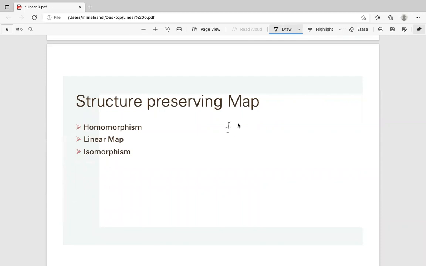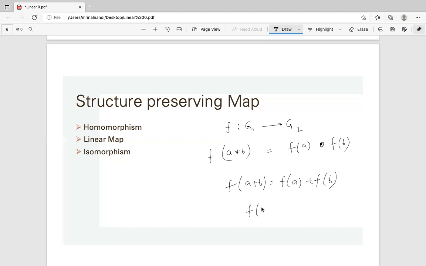Say there is a map from one group to another group. The structure preserving map means that for a star b in G1, the map composes accordingly; this is a structure preserving map. So in a ring, what will be the structure preserving? Not only plus, in a ring that should be plus as well as this multiplication. And one more thing is important. In a ring, we also have to define f of 1 as 1.